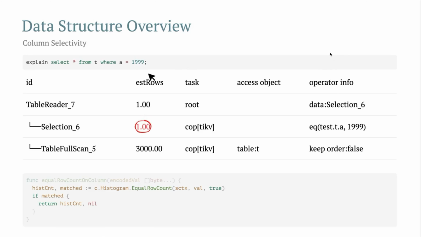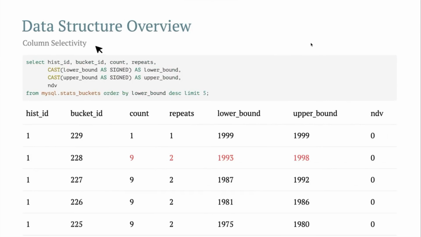So the optimizer estimates that only one row matches this condition. The reason is that the value 1999 is in the histogram, and we hit it, so we matched it. I'll show you the histogram data structure in the next slide. Basically, we just hit this value in the histogram, so we know exactly how many repeats of this value are in your table. Same as before, we use another system table called stats buckets to store the histogram data structure. If we query this table, we can see the histogram buckets here.